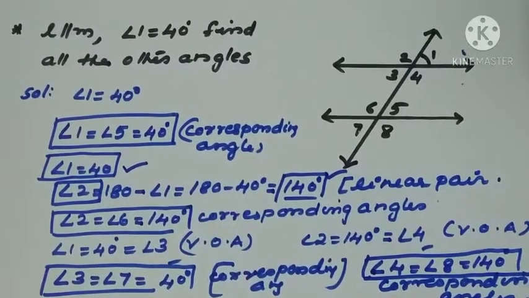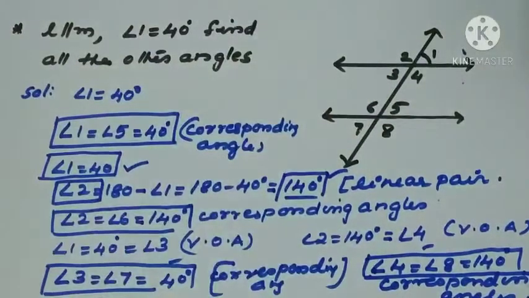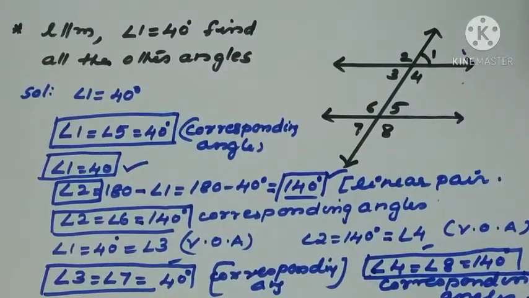Now otherwise once we got angle 5 equal to 40, we can write 5 and 3 are alternate interior angles also. That property also we can write. So whichever property we are using, that should be written correctly.